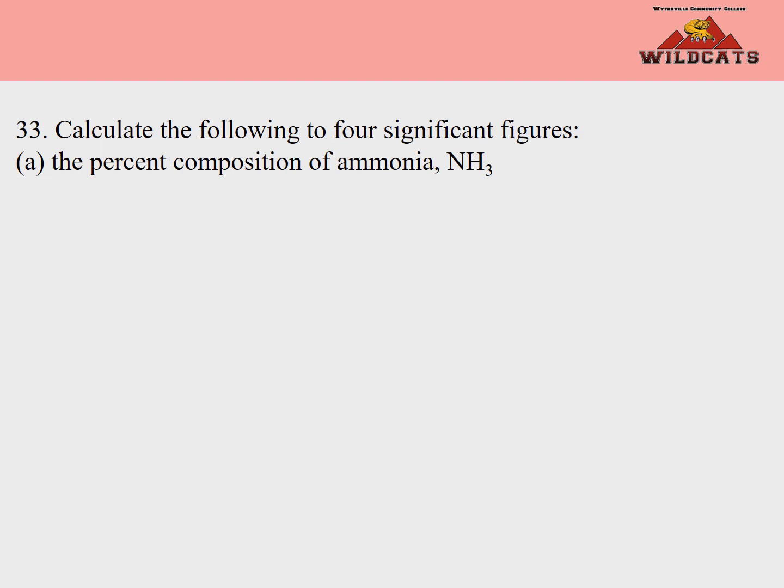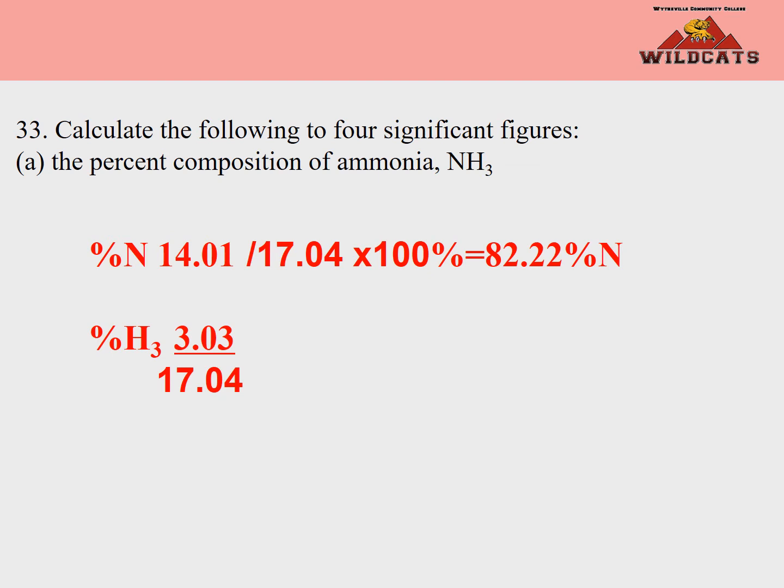So let's take a look at calculate the following to four significant figures. Okay, so we want the percent composition of ammonia. So I've got nitrogen 14.01 and hydrogen's 3.03. Where did I get those numbers from? From the periodic table. Add them together, end up with 17.04. Percent is part over whole times 100. And I end up with 82.22% nitrogen and 17.78% hydrogen.